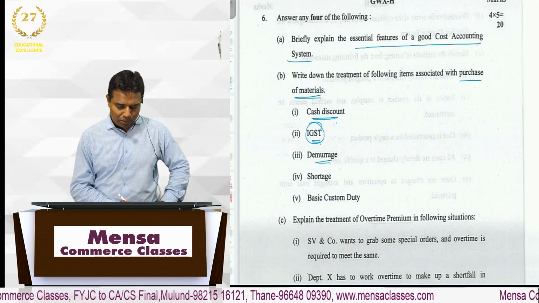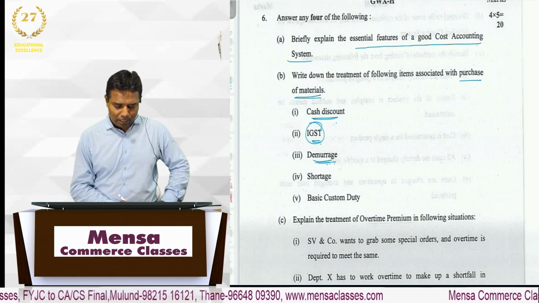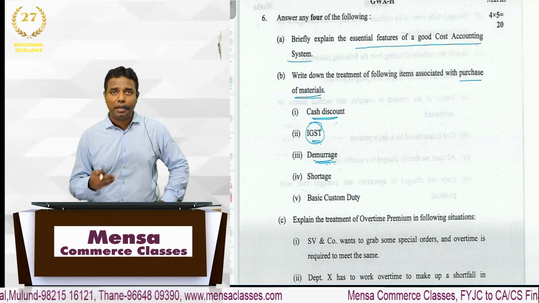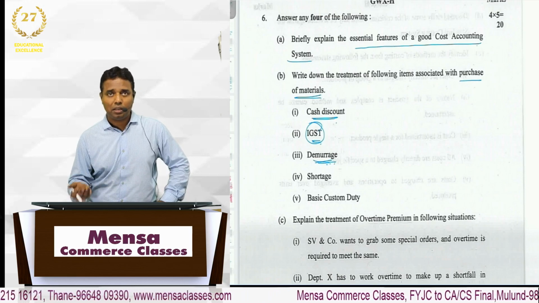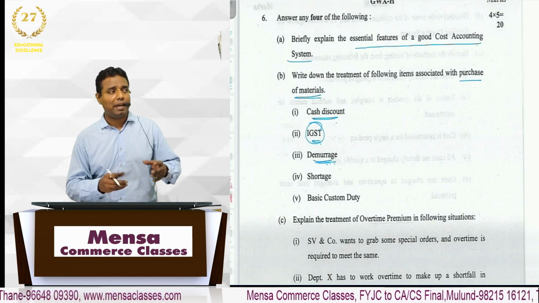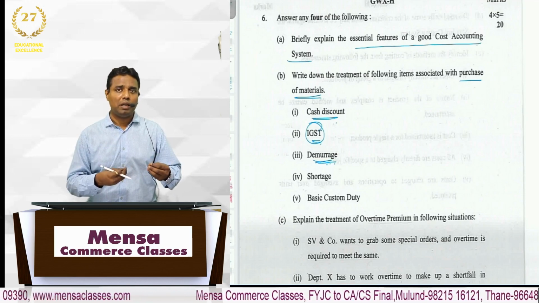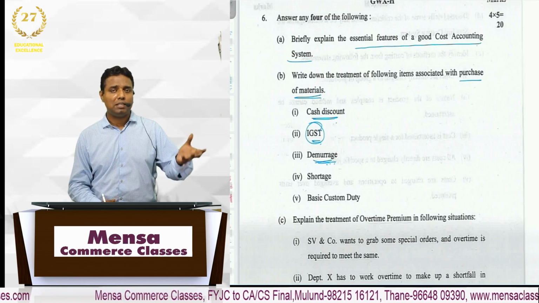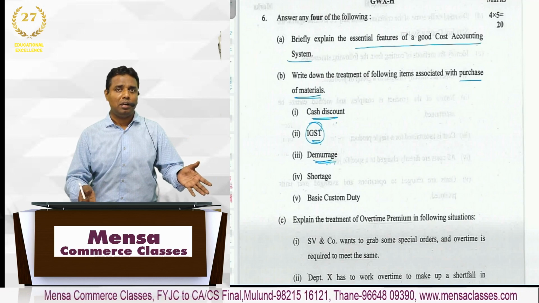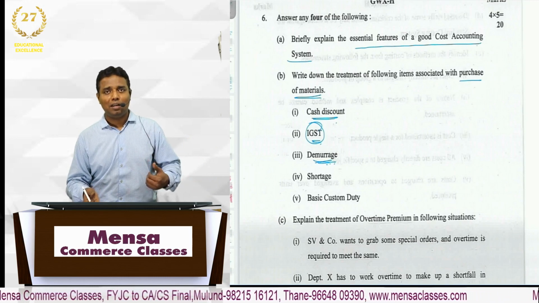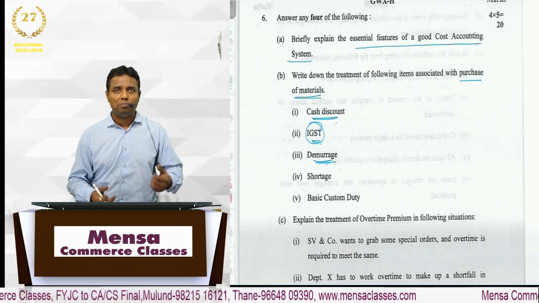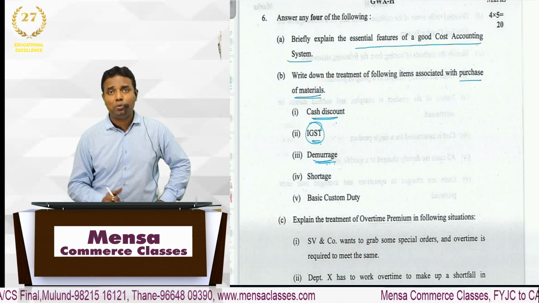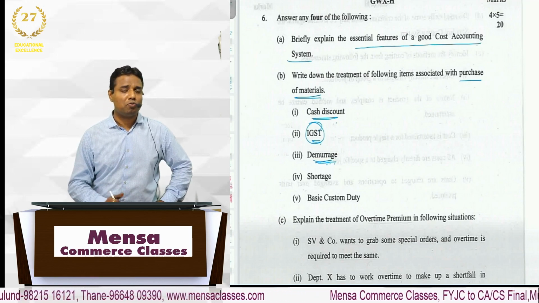Then demurrage is a penalty. It is a penalty which is imposed by the transporter for delay in the unloading of material. Material has come, and in unloading we are taking time. So obviously the transporter charges penalty. He is saying my vehicle is stationed here because of your unloading, my time is wasted. So obviously you have to pay penalty, and this is nothing but an abnormal loss, abnormal cost. So this will not form a part of purchase cost.